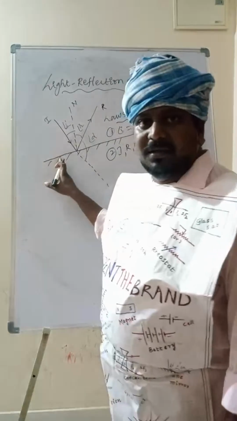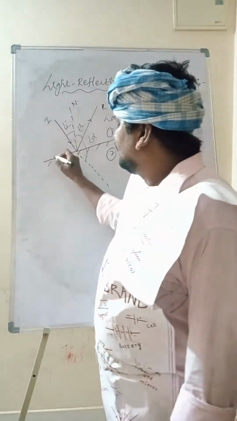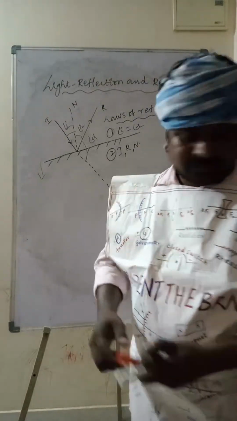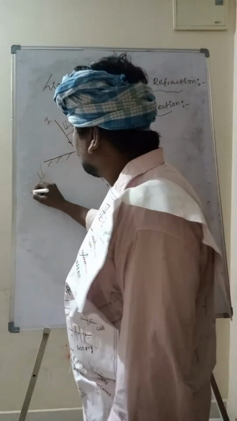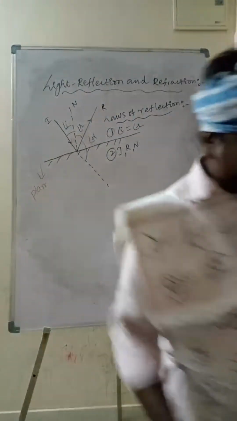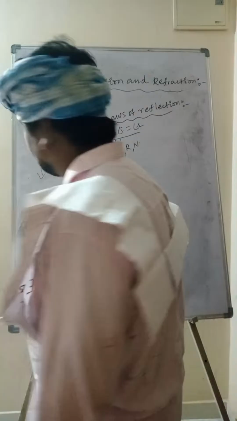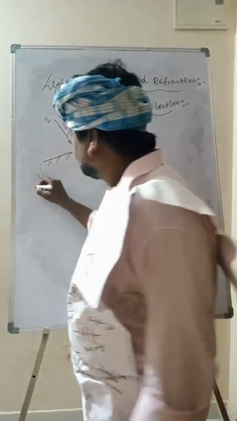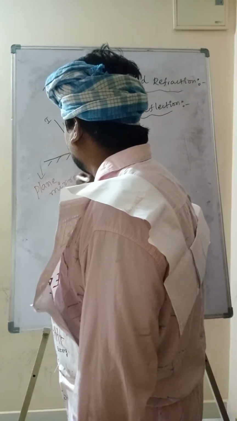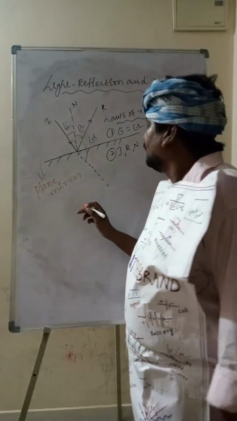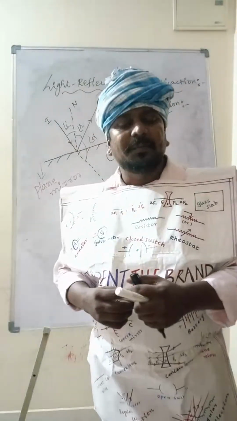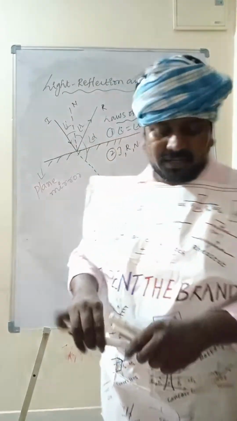So this is the plane surface I am considering. A plane mirror is a highly polished smooth surface, and that is the plane mirror I am considering.